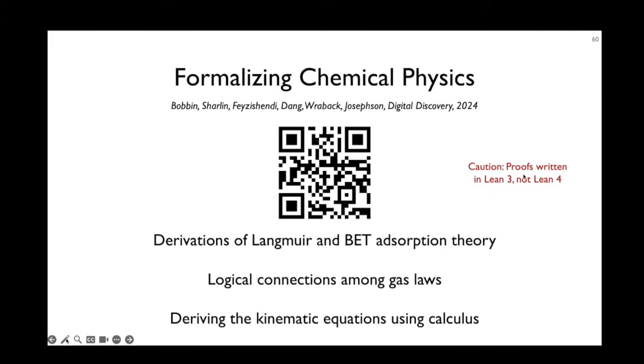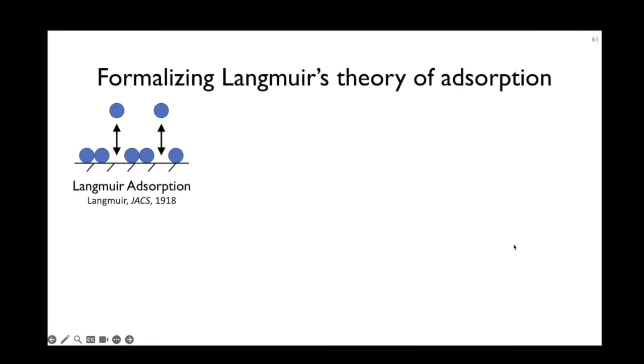Our paper, though, is written in Lean 3. It's how it goes. We're working on, at some point, we'll create a cleaned up version where everything is all Lean 4 and you can follow it more closely that way. But the main idea is the ideas. Can we formalize chemical physics in a theorem proving system? And we formalize some derivations. We do logical connections among gas laws, and we show how you can derive kinematic equations using calculus.